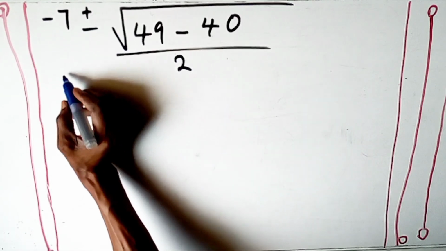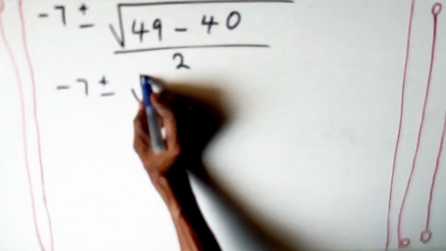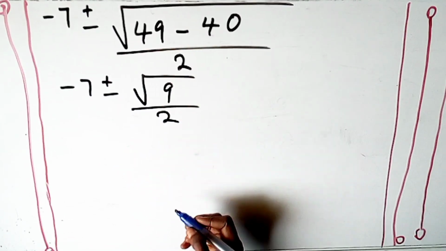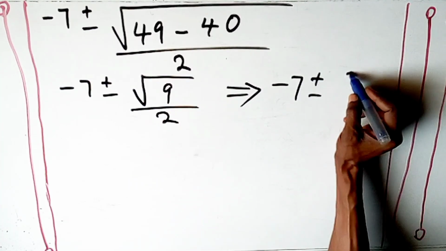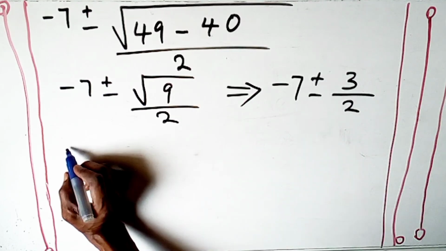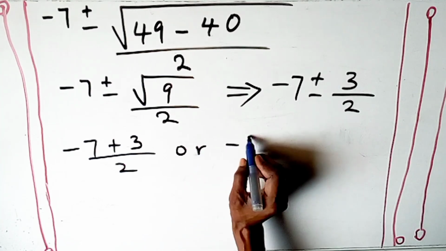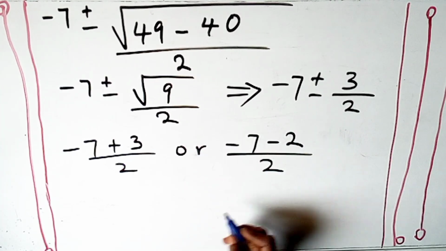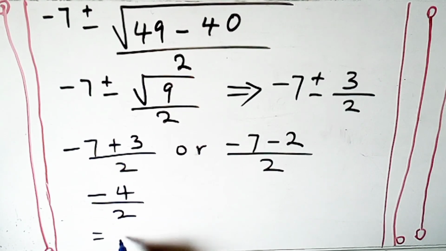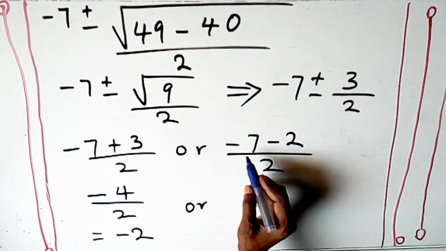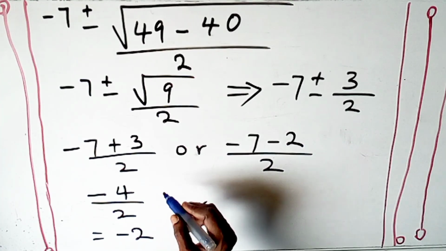This is what we got. So -7 ± the square root of 49 - 40, that will give us 9, over 2. Don't forget, we have -7 ± the square root of 9, which is 3, then over 2. -7 + 3 over 2, or -7 - 3 over 2. Now -7 + 3 over 2 will give us -4 over 2, which is equal to -2.